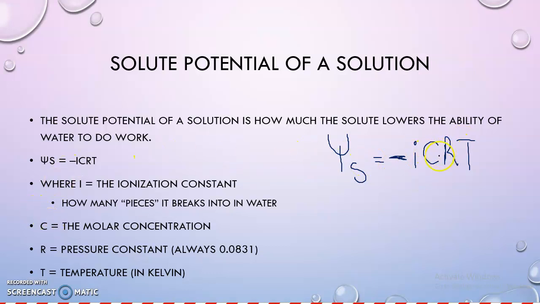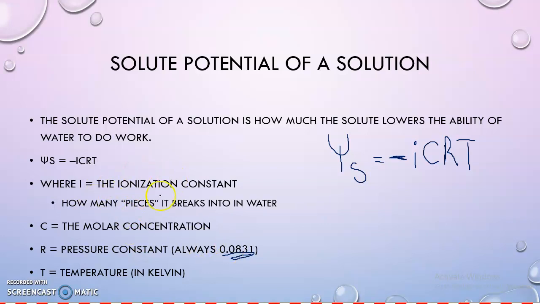So C, we'll start here. We're going to skip I, as I is the wonky one. C is just the molar concentration, so you will have that, or you'll be able to figure out that molar concentration pretty easily. R is a pressure constant, always going to be 0.0831. This is on your AP formula sheet. If I give you one of these problems on our unit test, you will see that constant on there. And then you have T, which is temperature in Kelvin, and once again on your unit test, it has the conversion from Celsius to Kelvin.